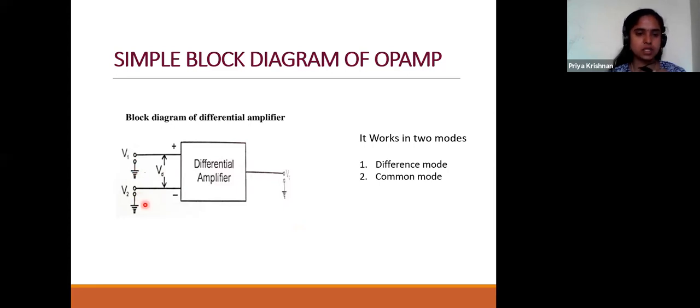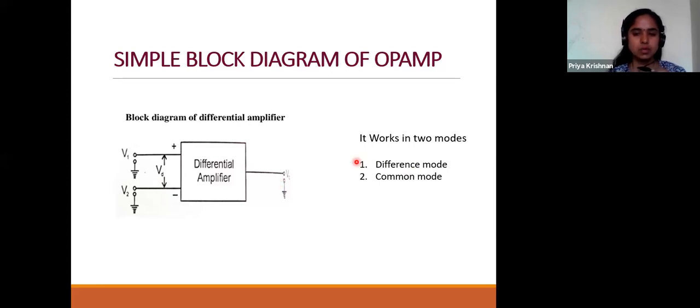And what is the difference? VD is the difference. So this VD is amplified and it will be available on the output side. So this is the differential amplifier. The basic simple idea to understand an op-amp is that it acts like a differential amplifier. It will amplify the difference between the two inputs and give that on the output side.